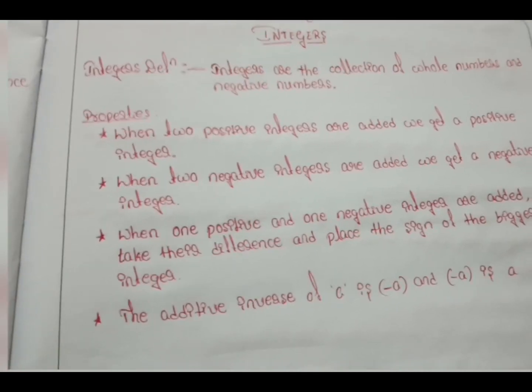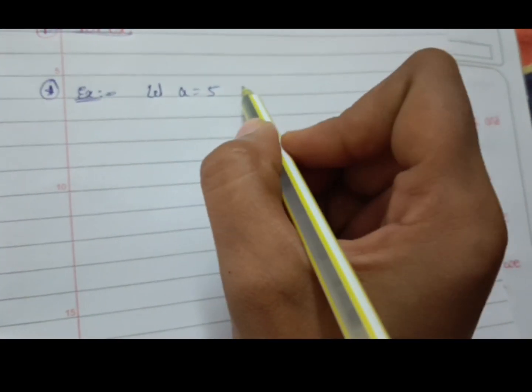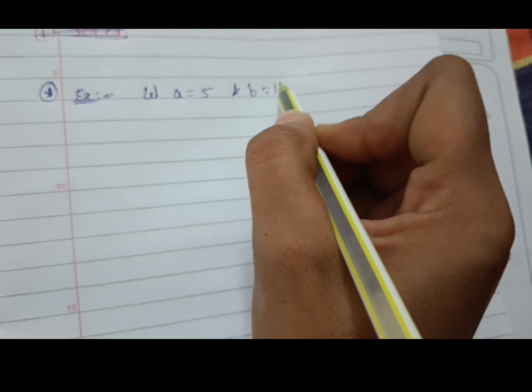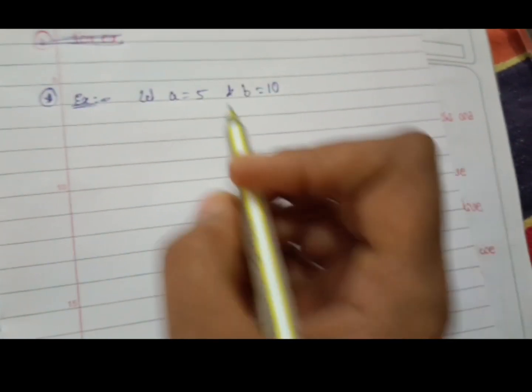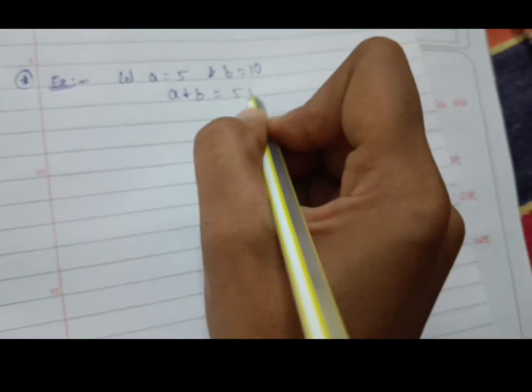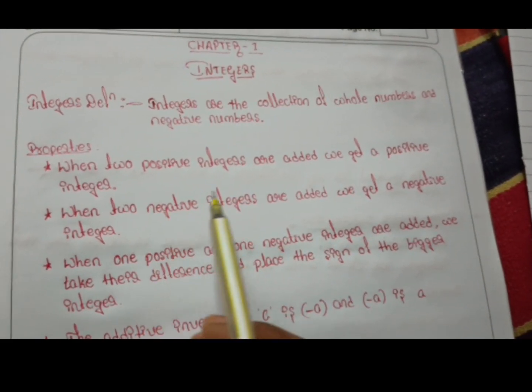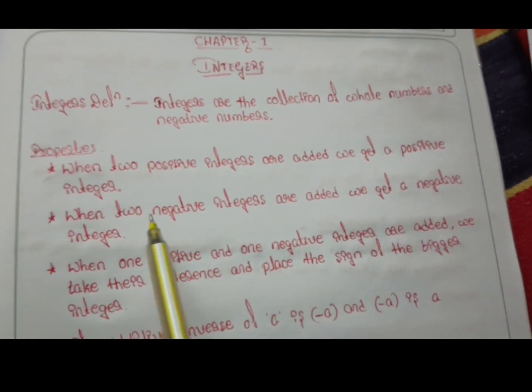First one, when two positive integers are added, we get a positive integer. Example, let a is equal to 5. This is a positive integer, and b is equal to 10. This is also a positive integer. When these two positive integers are added, 5 plus 10, we get a positive integer. So the first property is satisfied. When two positive integers are added, we get a positive integer.